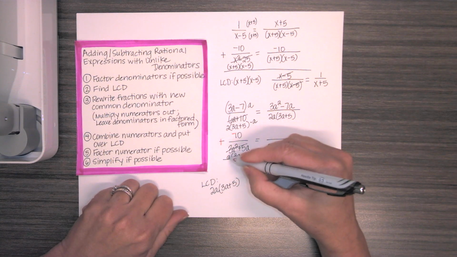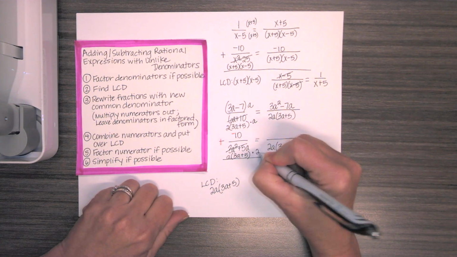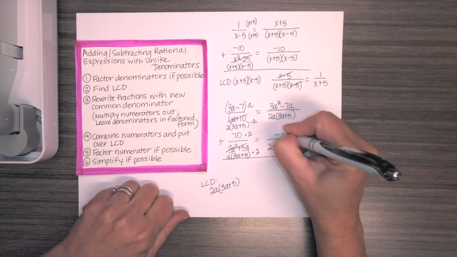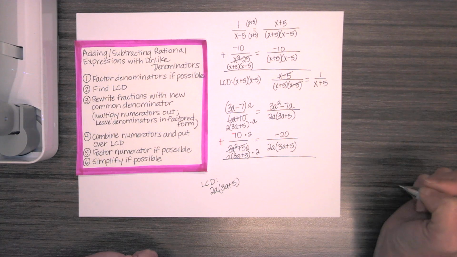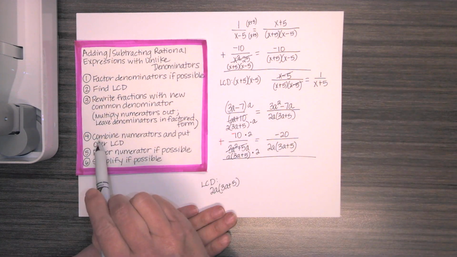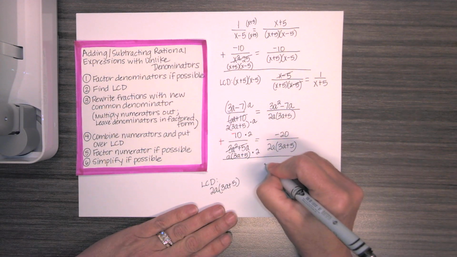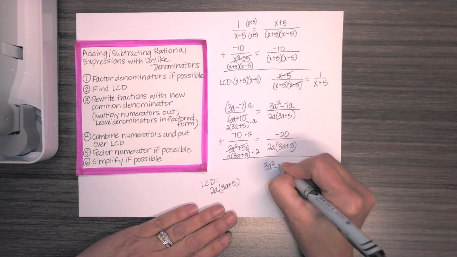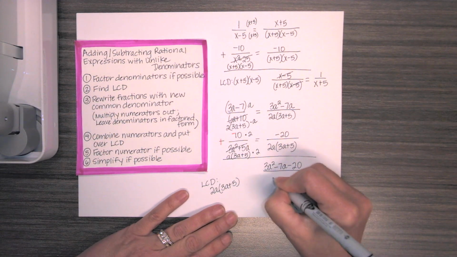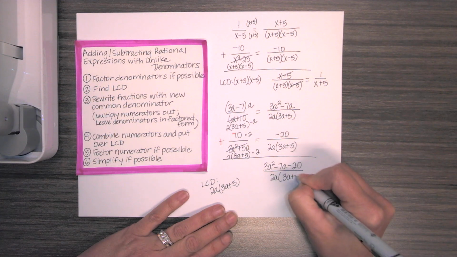Alright, here in my denominator I have an a and a 3a plus 5, so it looks like I had to multiply that by 2. So I'll multiply the top by 2, which is going to be negative 20. Alright, then we'll combine our numerators and put them over our least common denominator. So we'll have 3a squared minus 7a minus 20 all over our common denominator of 2a times 3a plus 5.